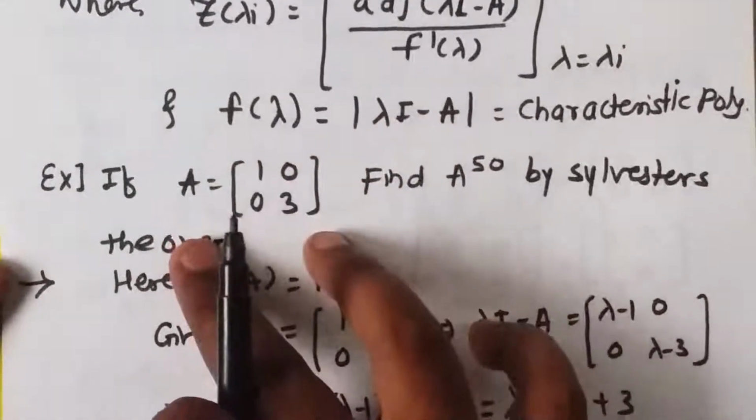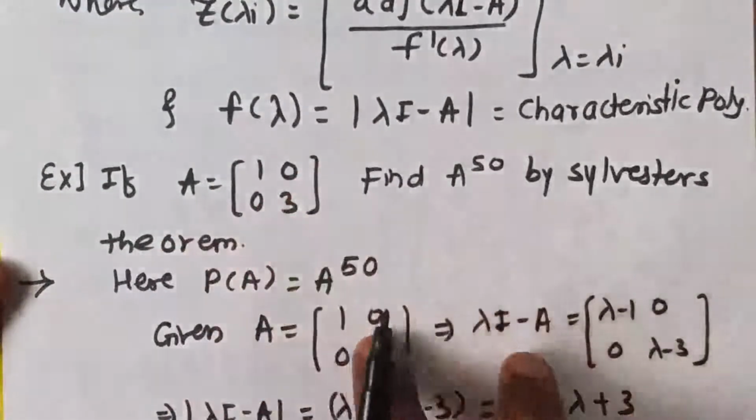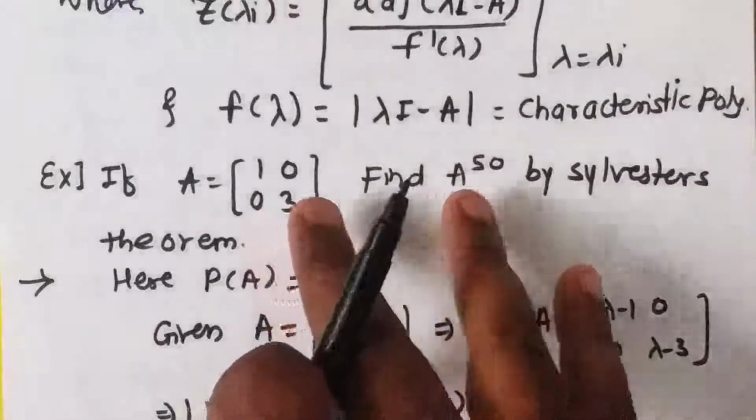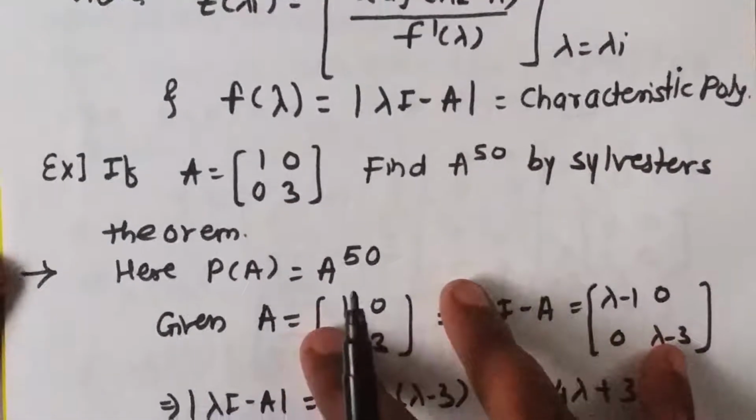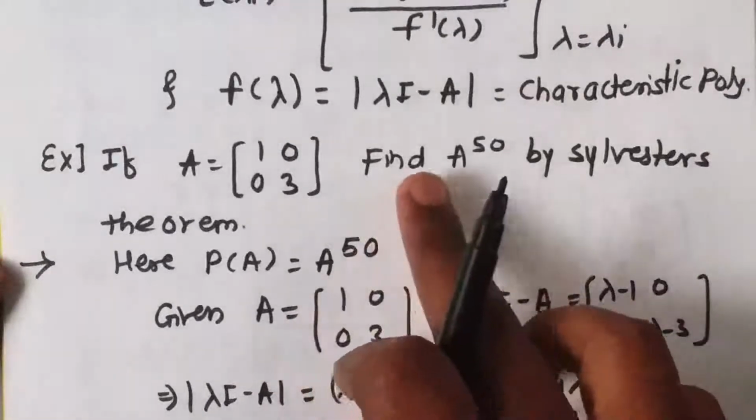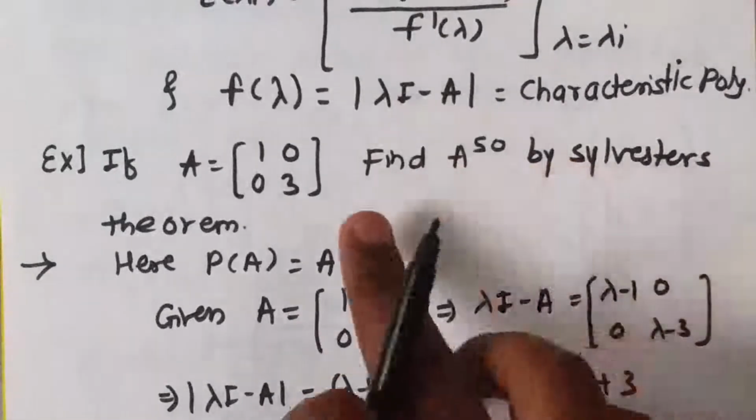Now let us see the example. If A is equal to this 2 by 2 matrix, in most of the examples of Sylvester's theorem you will have a 2 by 2 matrix only. Find A raised to 50 by Sylvester's theorem.